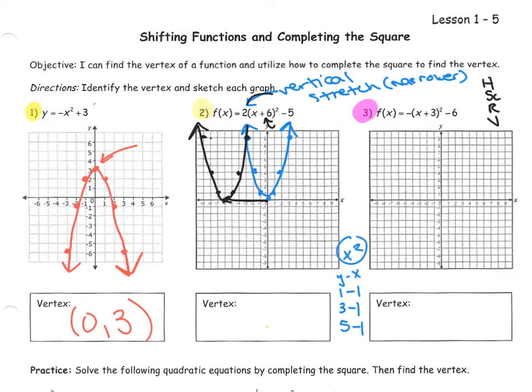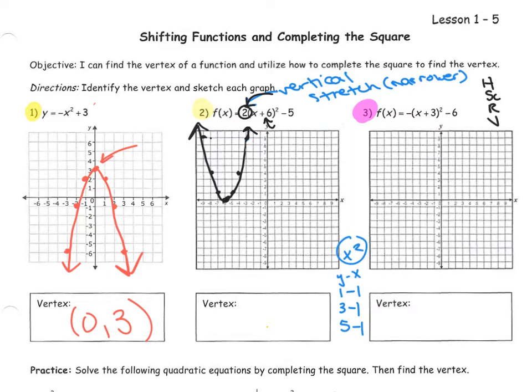Now I want to stretch it by that factor of 2. So I'm going to erase the blue because we don't need that anymore. We used that for the parent function. Okay. And remember, with the vertical stretch, nothing happens to the x values. It's all the y values that are going to double. So if we look here, nothing happens to the x values, but the y values double.